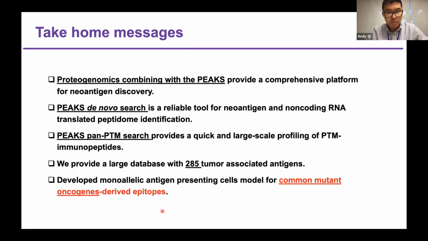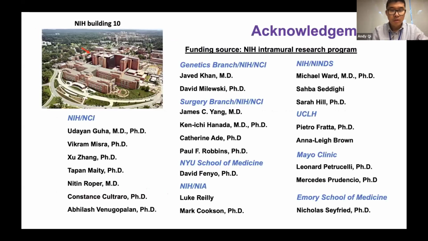And the last one is more important, actually: our ongoing project with the Surgery Branch, with Jim Young and Steven Rosenberg, to find the common mutant oncogene-derived neoantigen epitopes. Those are probably the final solution for the many patients suffering with multiple different solid cancers. So with that, I want to thank my colleagues at NCI.